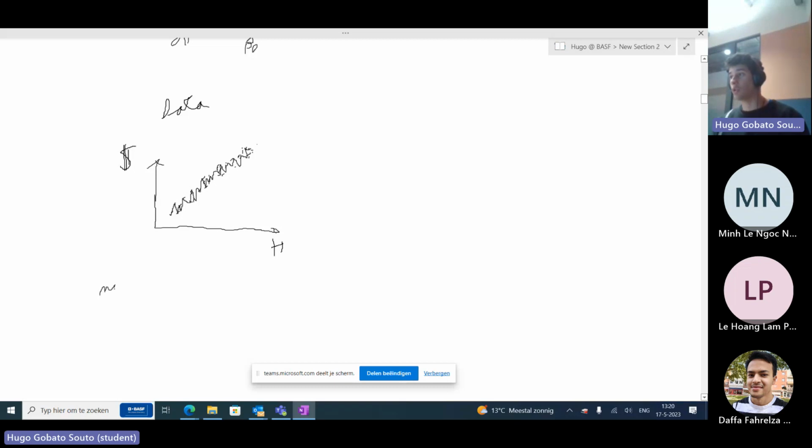And this we call, by the way, noise. So noise means, for instance, ideally, if you increase the number of hours that you study, you should always earn more. But sometimes there are other factors that are important.